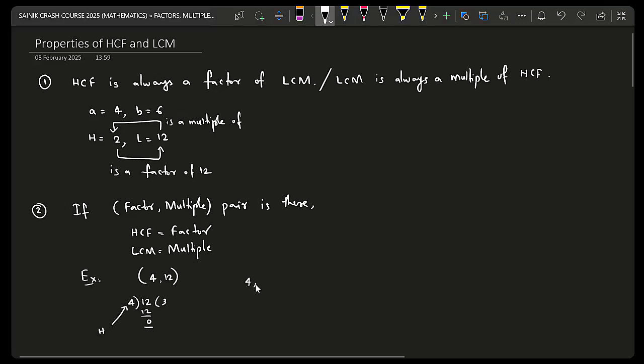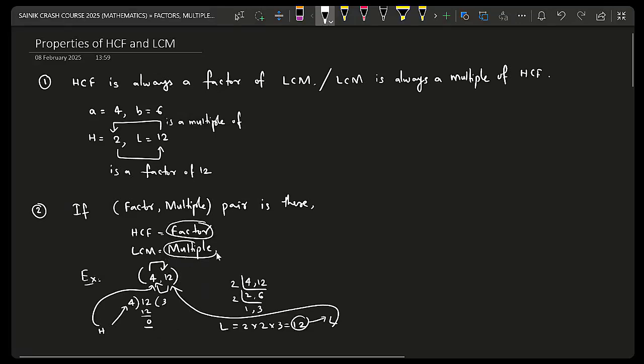And I want to find LCM by the common division method. 2 2s are 4, 2 6s are 12, 2 1s are 2, 2 3s are 6. And LCM we got 2 into 2 into 3, that is equal to 12. So what do you understand by this? HCF is the factor itself and LCM is the multiple itself. Actually, you need not do this process because 4 is a factor of 12. So here we got the factor multiple pair. 4 is a factor of 12 and 12 is a multiple of 4. Whenever you get a factor multiple pair, HCF will be the factor itself and LCM will be the multiple itself.